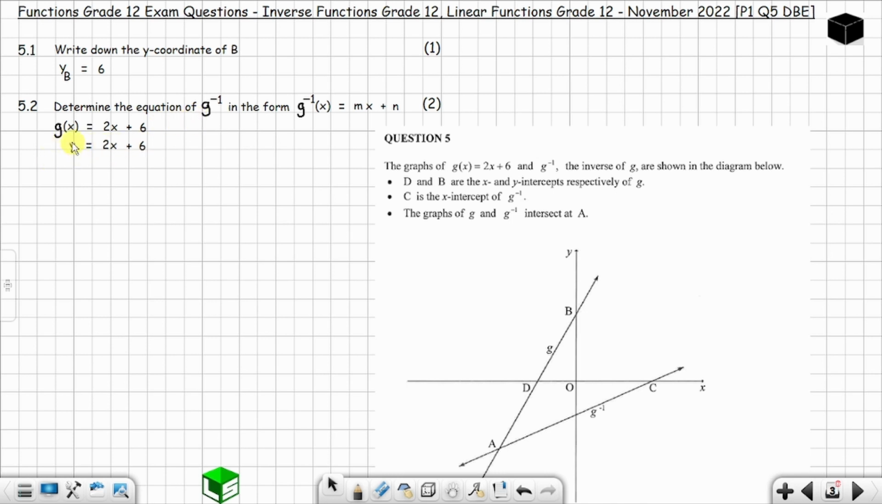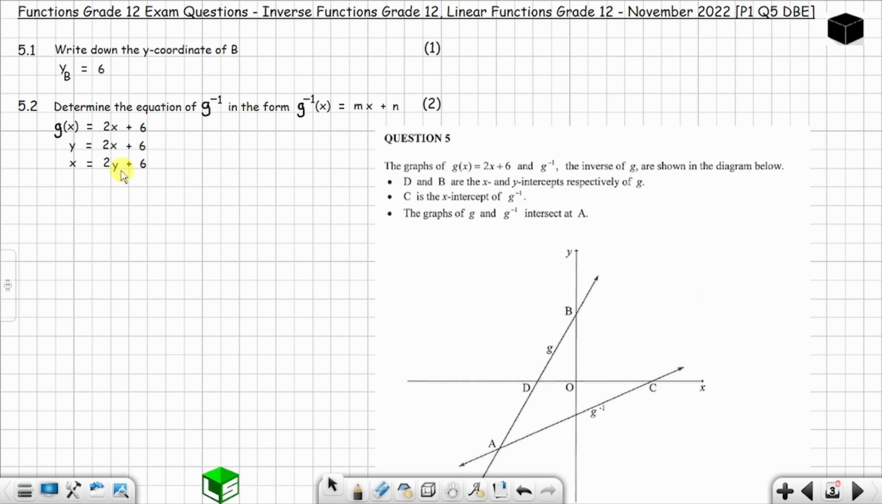I have y there, so I'm going to have x is equal to 2y plus 6. You exchange your x and y. Wherever you have x, you put y, and wherever you have y, you put x. This is what you do.